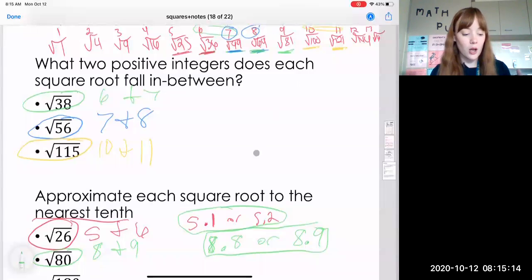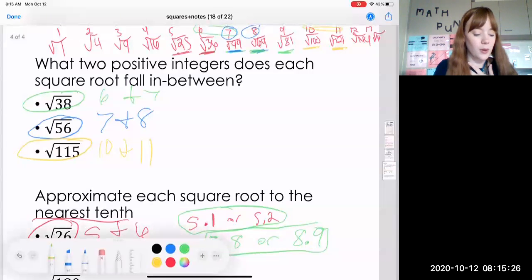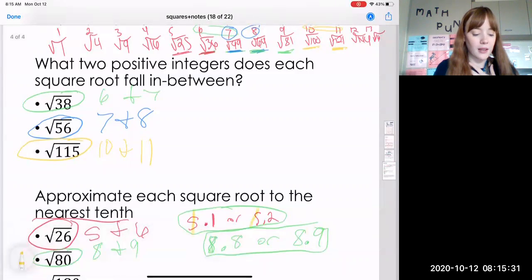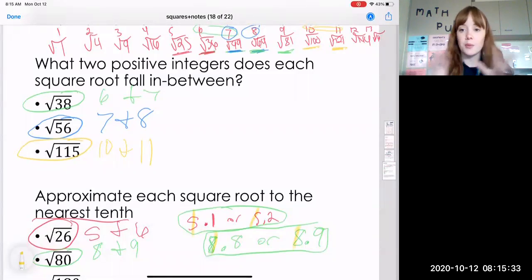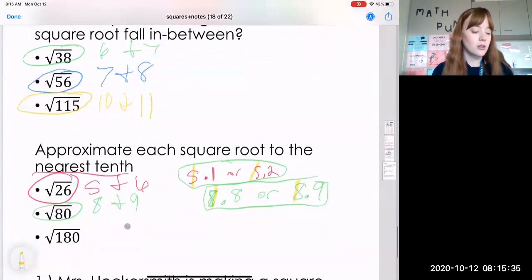And I picked a low decimal for this one because it was closer to the smaller number. I picked a high decimal for this one because it was closer to the higher number. You always start though, the number before the decimal point is the lower number, like here, because that's how we write in between numbers.